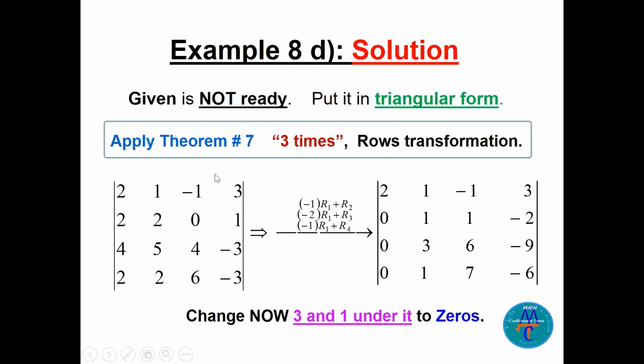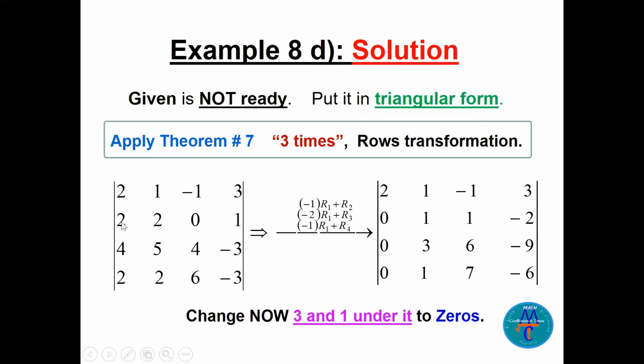Now this one is not ready. We can put it in triangular form. So I start with here. I leave this 2. It can be any number, 1 or 5 or 7 or half, positive or negative. I need these zeros. I'm trying to make all these numbers, this 2, 4, 2, 5, 2, and 6, all zeros so that I can find easily the determinant. So I will apply theorem number 7 3 times. This is row transformation.